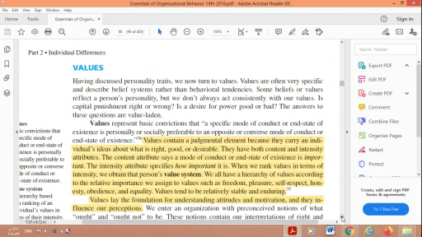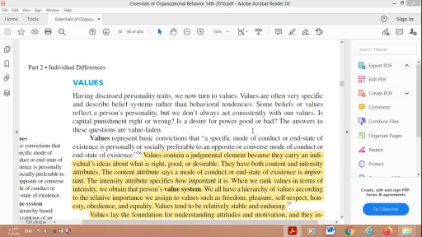Okay, the next part of this chapter is talking about values. So let's start to define. What are values? Values are often very specific and describe belief systems rather than behavioral tendencies. So our belief in that thing, whether it is right or wrong, good or bad, this is called values.